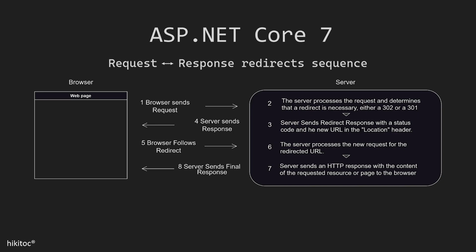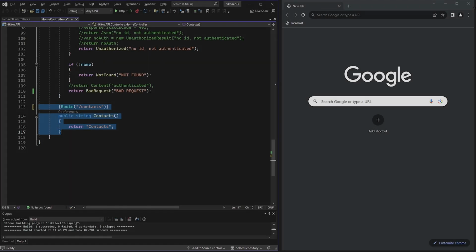The browser follows the instructions provided in the response and sends another request to the server, targeting the new URL. Finally, the server responds by providing the updated resource. In a nutshell, this summarizes the sequence of interactions between the client and server during the redirection process. Now let's write some code.